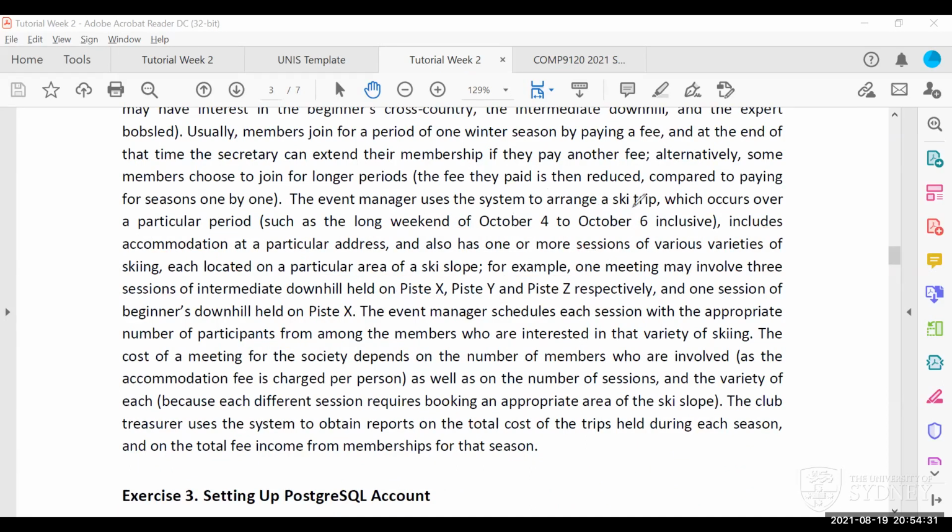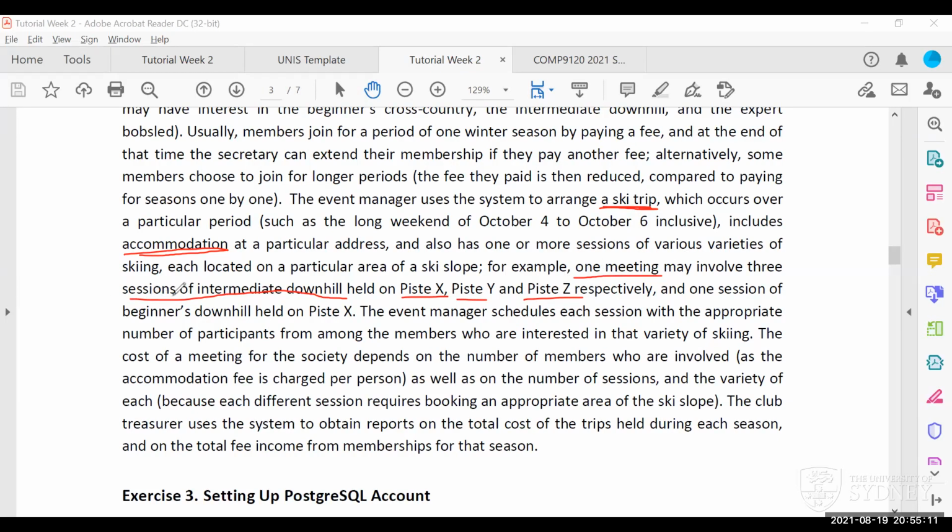So the ski trip, we will need to track the ski trip, because the ski trip occurs over a period, and the ski trip also has accommodation. We need to track the ski trip because the system is used to capture information about ski trips or ski meetings. In this case, a meeting can involve 3 sessions of intermediate downhill held at piece X, piece Y, piece Z. So we need to track this information. Definitely we will need an entity for ski trip or meeting.